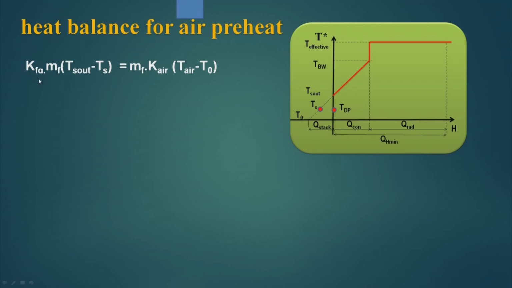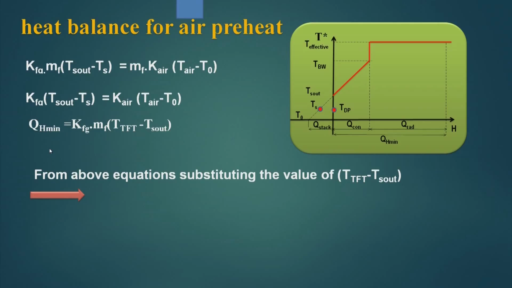So, heat balance for air preheat. K_FG into M_F times (T_S,out minus T_S). For heating the air, I am bringing down the T_S,out temperature to T_S. It is M_F K_R times (T_air minus T_0). Air is entering at T_0 temperature and it is being heated up to T_air temperature. So, M_F cancels out, we can write down this.